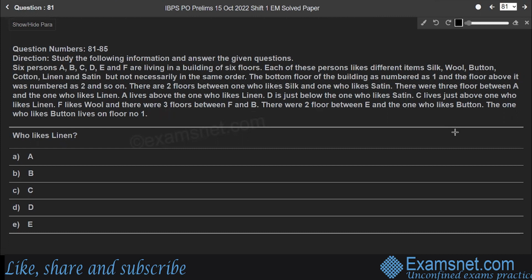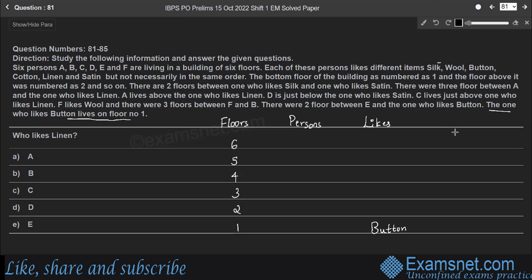Consider these points one by one. It is given that there are 6 floors, so the topmost floor is the 6th floor, and below that the 5th, 4th, 3rd, 2nd and 1st floor. And 6 persons are living on different floors here, and each person likes different items like silk, wool, button, cotton, linen and satin. So we'll consider persons and their likes. The first point is: the one who likes button lives on floor number 1. That means the one who likes button lives on the first floor here.